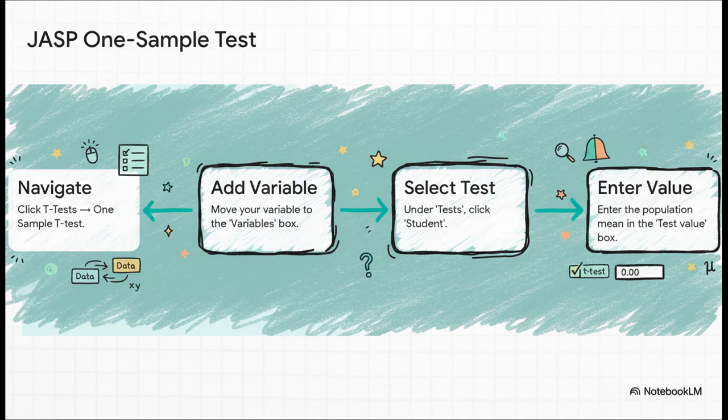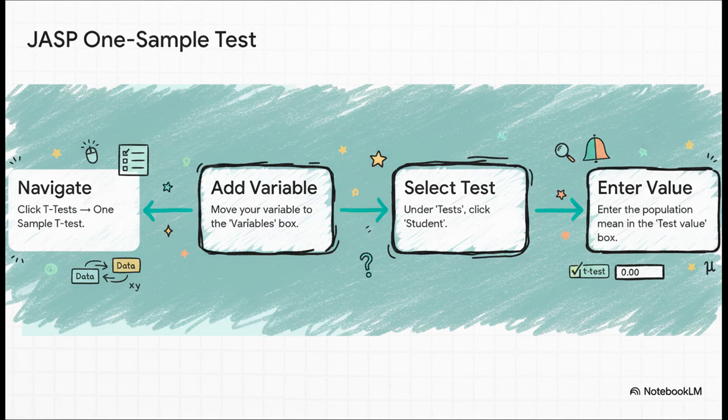Okay, let's fire up JASP. Once you've got your data loaded, it's literally a four-step process. You're going to click t-tests, then one sample t-test. Drag the variable you care about over to the variables box, make sure student test is selected, and then just type in that number you're comparing against in the test value box. And boom, that's it. 4 clicks and JASP knows exactly what to do.